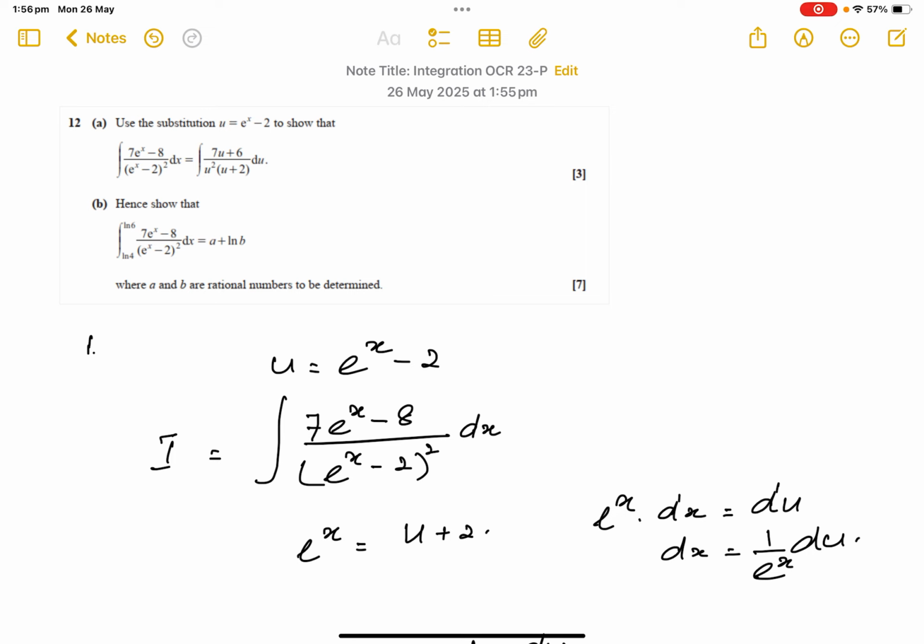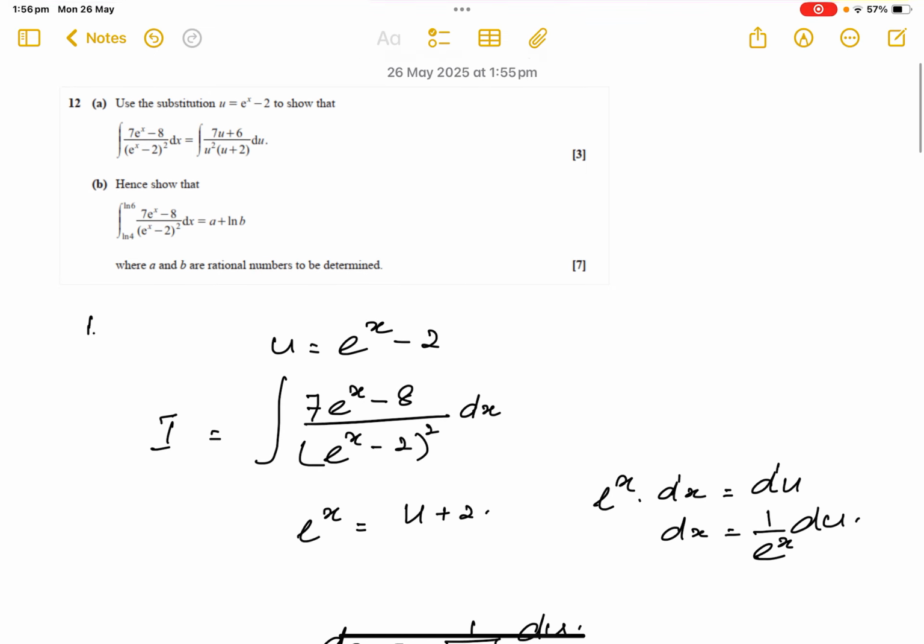Part B, hence show that the integral, the upper limit is ln 6, lower limit ln 4, of (7e^x minus 8) divided by (e^x minus 2) squared dx equals a plus ln b, where a, b are rational numbers to be determined.